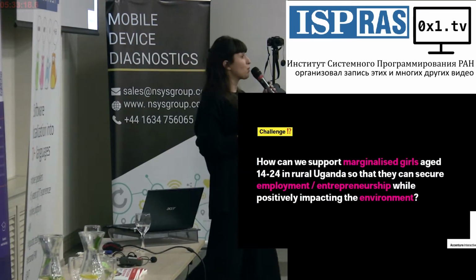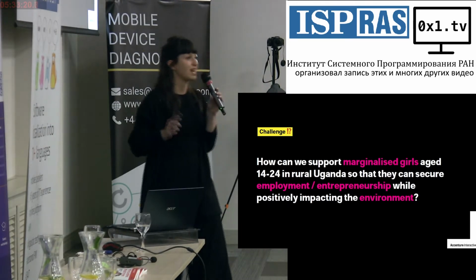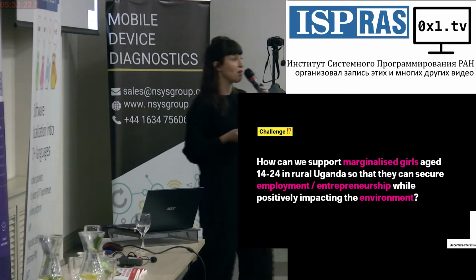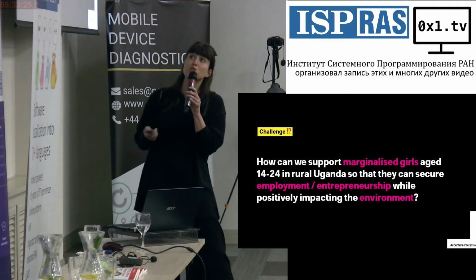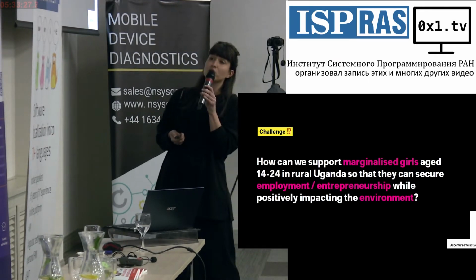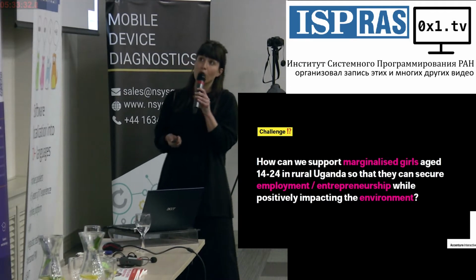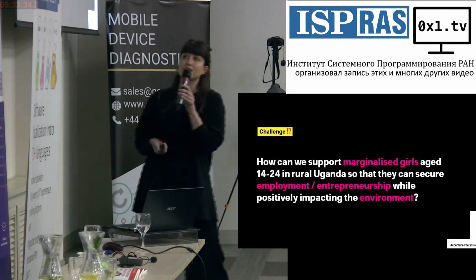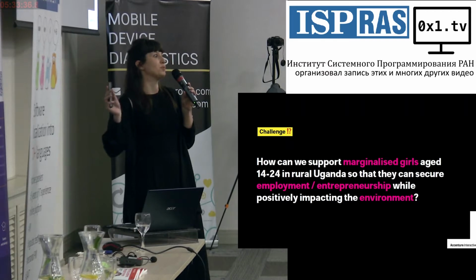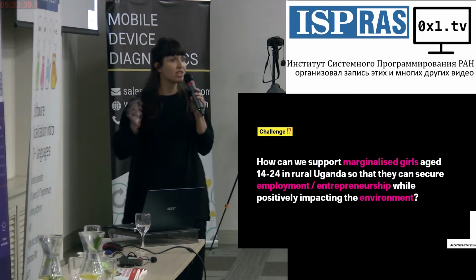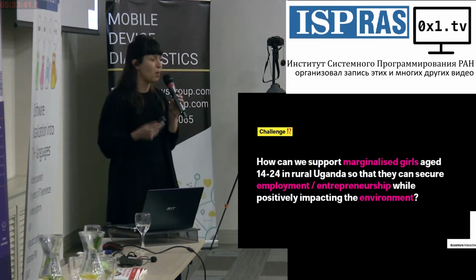So the challenge was the following. I was at my desk in Amsterdam, imagine, and this brief came up. How can we support marginalized girls aged 14 to 24 in rural Uganda so that they can secure employment or entrepreneurship while positively impacting the environment? Whoa, pretty massive statement, ambitious, a lot of problems entwined into it.